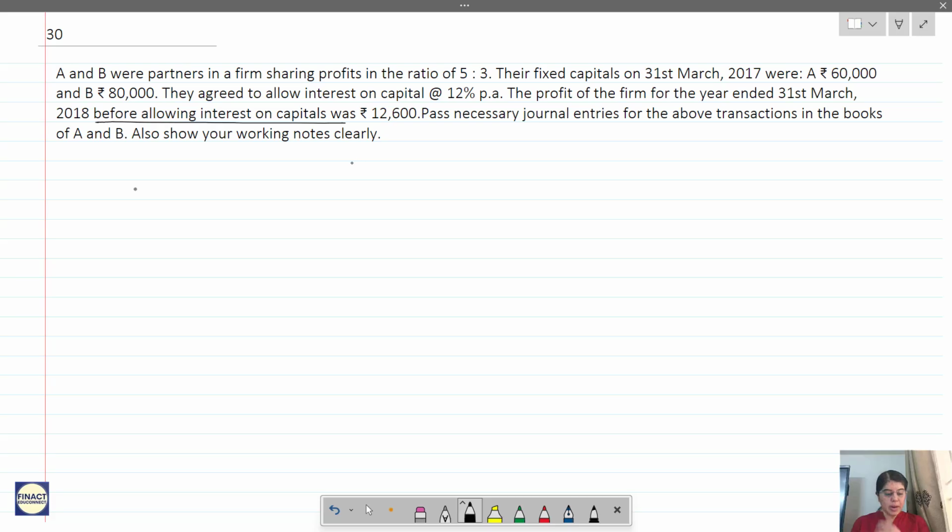So we have to pass the necessary transactions. What are we supposed to do here? See, profit before deducting interest on capital is given. Now from this, we need to calculate how much should be the interest on capital. We have to pass the entry for interest on capital, and then whatever is the balance profit, we need to distribute it among the partners. Okay, so prepare a journal entry format for around 12 to 15 lines.